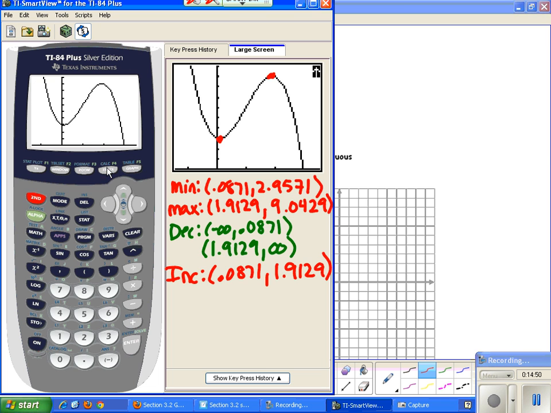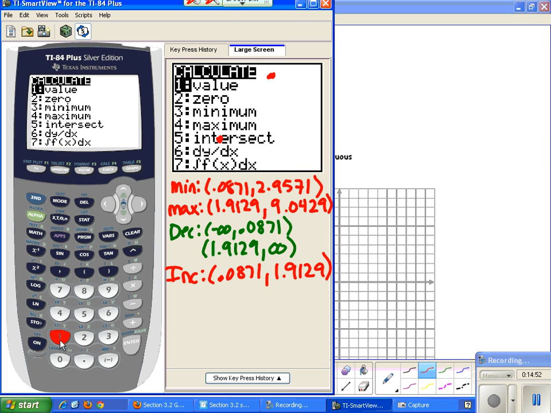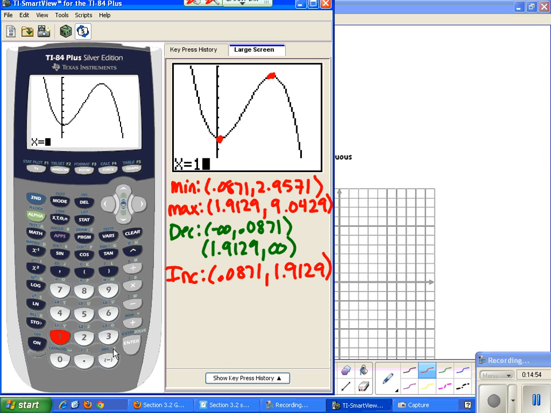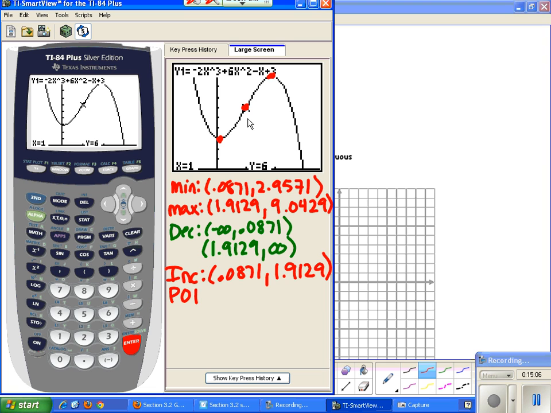So on my graph, I'm going to go to second trace, I'm going to do the value, and then I'm going to plug 1 in for x and hit enter because that's going to find what the y value is at x value of 1. You could also plug it into your equation or look at your table on your graph. I just find it easier to use the value function. So right there is my point of inflection, which remember I use POI for point of inflection, and it's a point, so we're going to do the coordinates (1, 6).